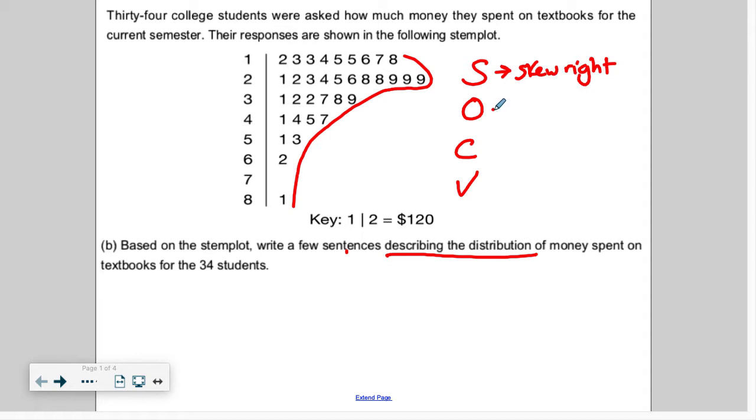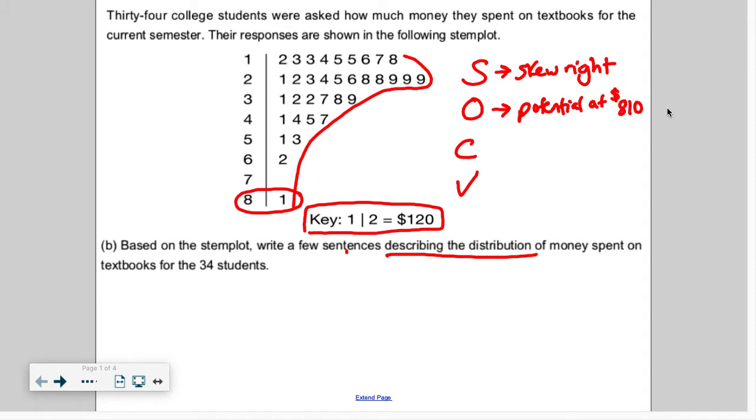O is for outliers. Now when I look at it, I do have that high value of 81. Again, we don't do the test, we just kind of eyeball it. So instead of saying there is an outlier at 81, I think there might be, so I'm just going to say potential at, and actually I shouldn't say 81 because let's come to our key. So what does that 81 actually stand for? It actually stands for $810.